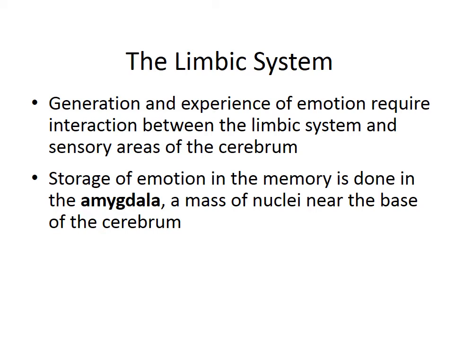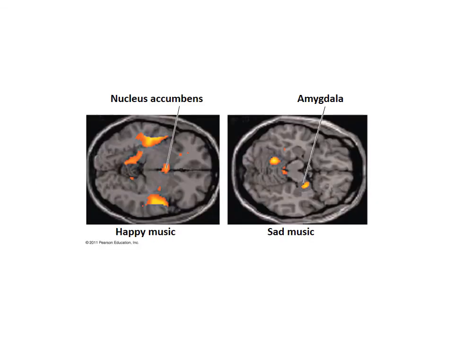Storage of emotion in the memory is done in the amygdala, which is a massive nuclei near the base of the cerebrum. And we know this because if we play happy music, you see the nucleus accumbens here light up, and you see other areas light up. But when we play sad music, the amygdala lights up. So this is very interesting. So we have proof of this.